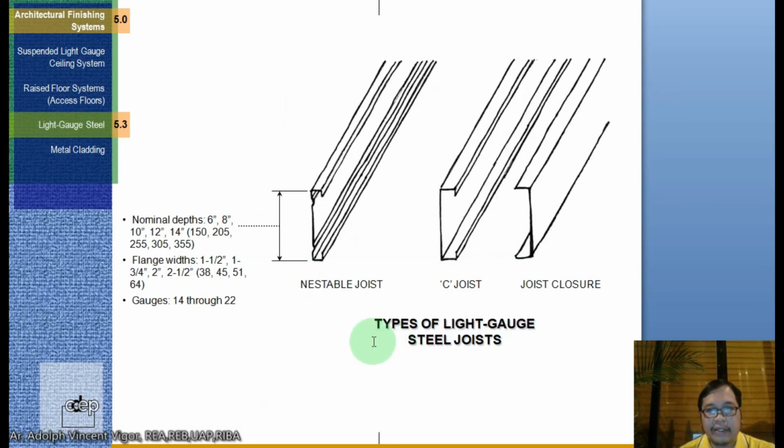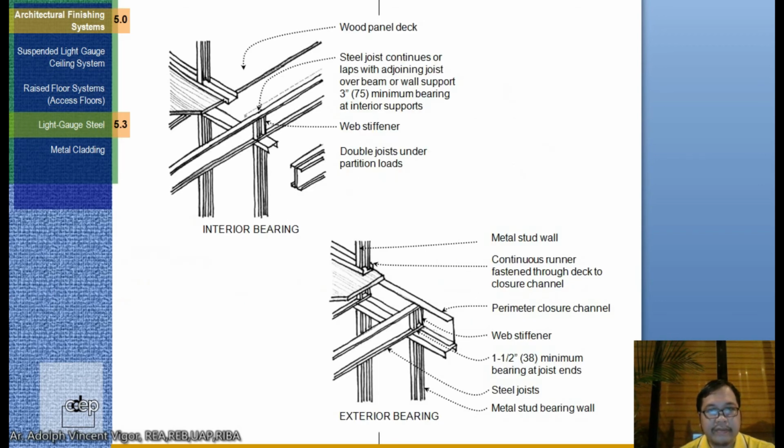Okay. These are the types of light gauge steel joist. So you have a nestable joist, the C joist, and the joist closure. So this is the detail if you do this in interior bearing. This is for exterior bearing. So this is the wood panel deck. This is the steel joist continuous or laps with adjoining joist over beam or wall support, 3 inches (75 mm) minimum bearing at interior support. This is the web stiffener, the double joist under partition loads.